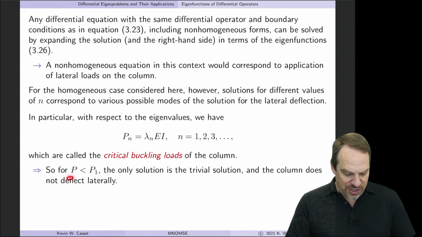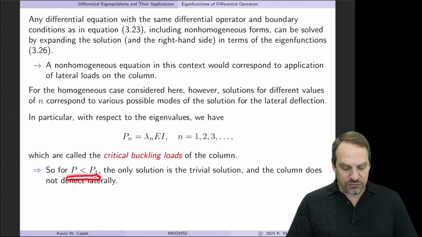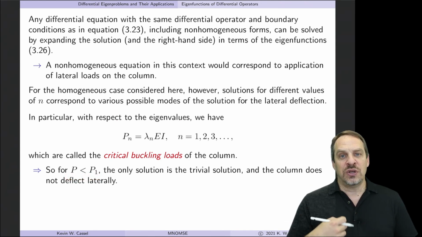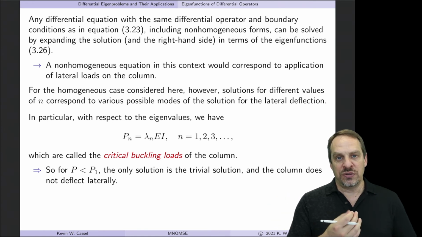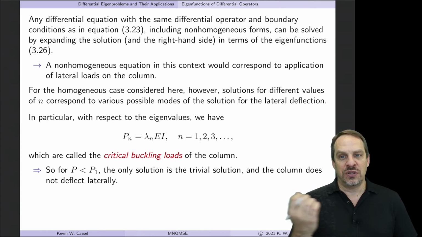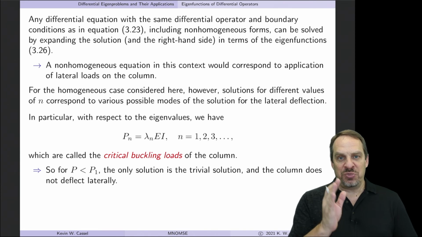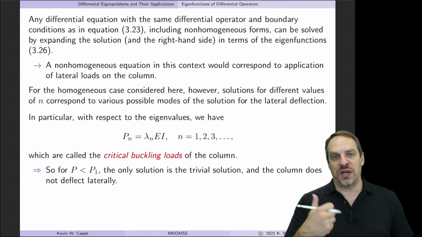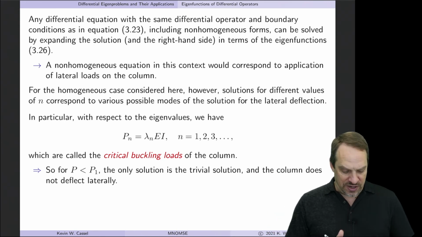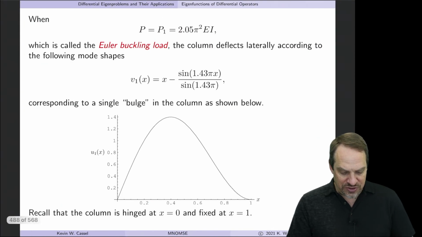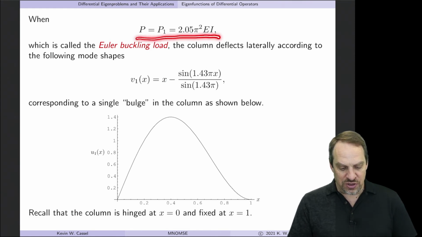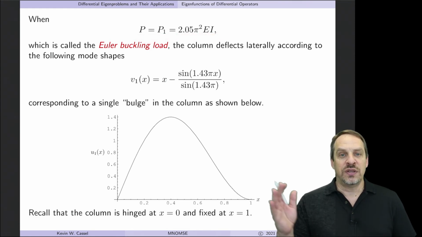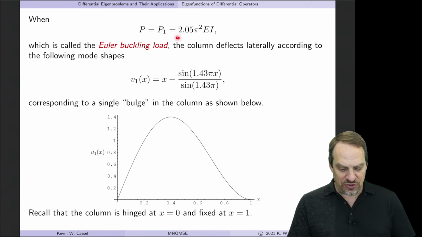So in other words, for any P less than P1, we will only get the trivial solution, which corresponds to an unbuckled, therefore zero lateral deflection, beam. Once we reach P equal to P1, then we get the first buckling mode, V1, the corresponding eigenfunction to that eigenvalue. So here is that critical buckling load. We call that the Euler buckling load. It's the first one that you hit as you increase P. So that's 2.05 times pi squared times whatever the E times I is for our beam.